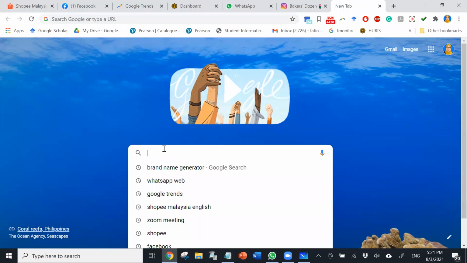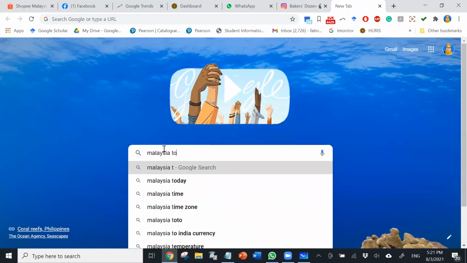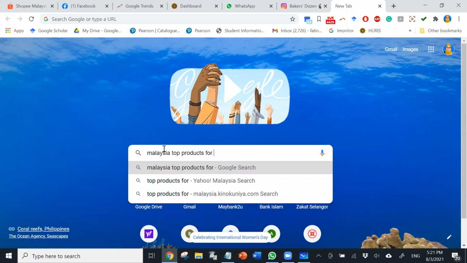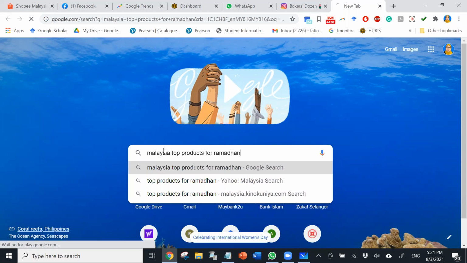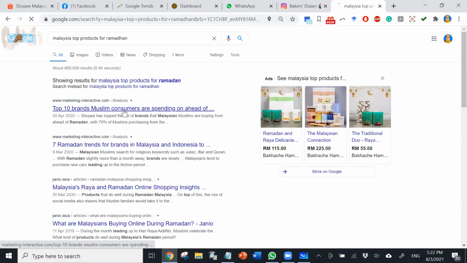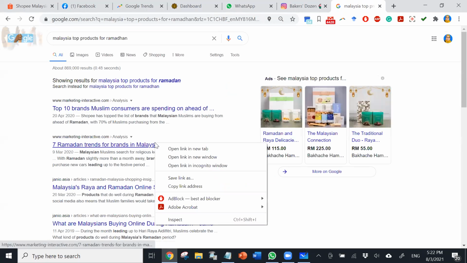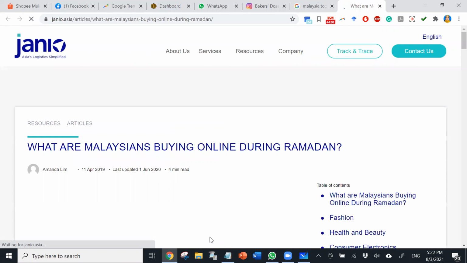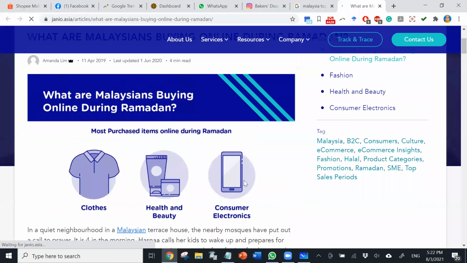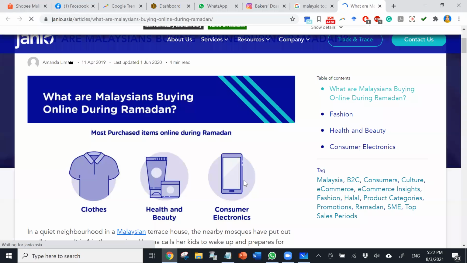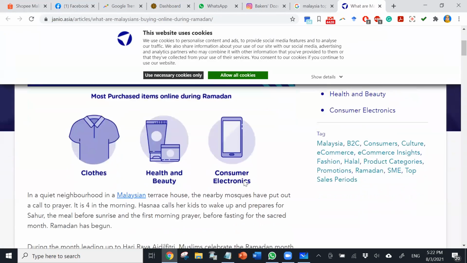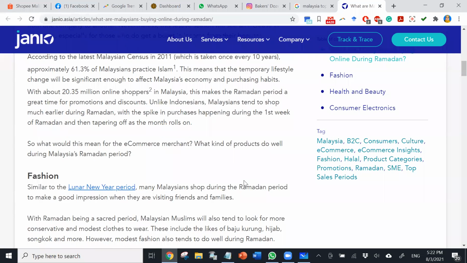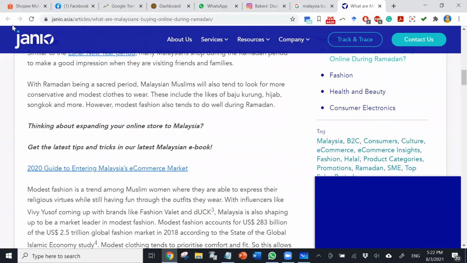For example, in Malaysia, you type Malaysia top products for Ramadan, for example. Seven Ramadan trends for brands. What are Malaysians buying online during Ramadan? Okay, let me go and see. So the most purchased items online during Ramadan: number one is clothing, then health and beauty, consumer electronics. There's another one, which is food.